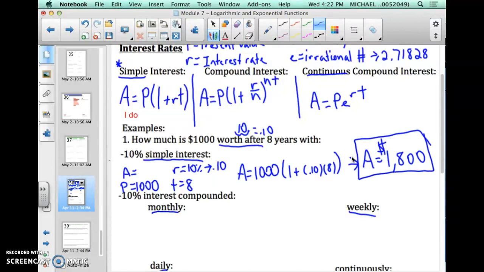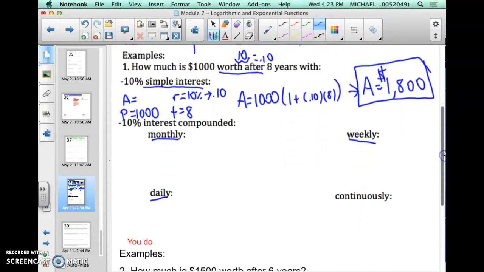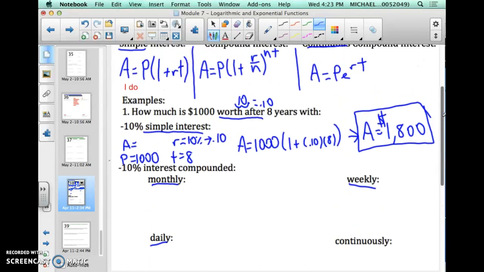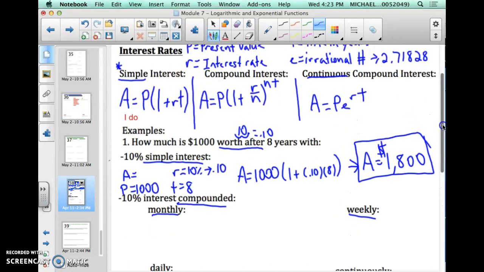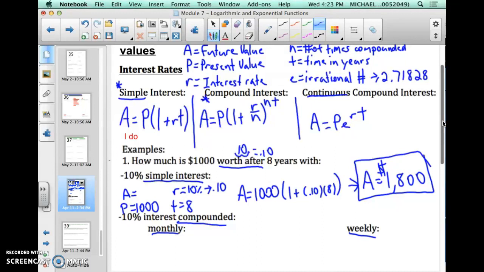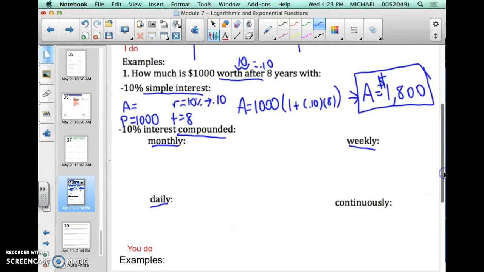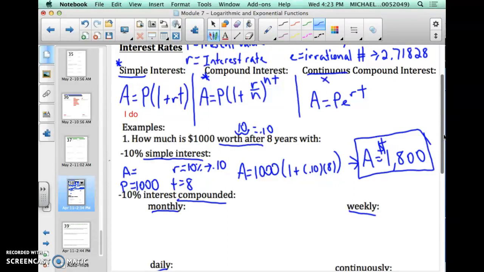And I am done. That answers the question. Now, I'm going to show you how to go about 4 other situations that occur. We're going to try monthly, weekly, daily, meaning that the interest is compounded monthly, weekly, and daily, and then continuously. Those change. Because I see the word compounded, we're going to use this formula, and I see the word continuously, so we're going to use this formula as well.